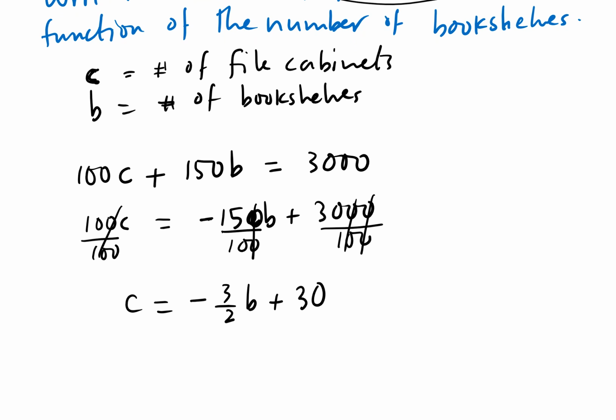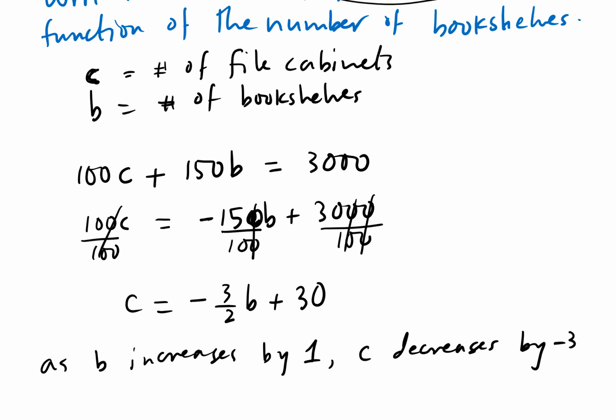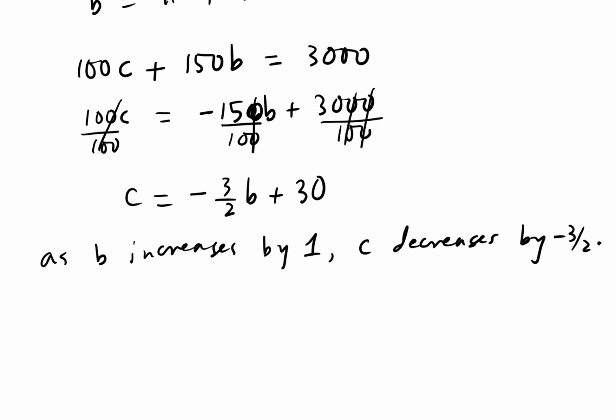So what does this mean? How do we interpret the slope? We can say as B increases by 1, C decreases by 3/2. That's what the slope means, by 3/2. So the more problems you practice on this, the better. The more, the better.